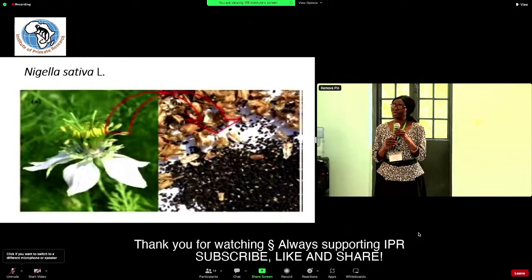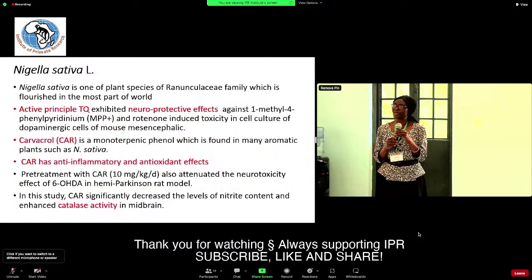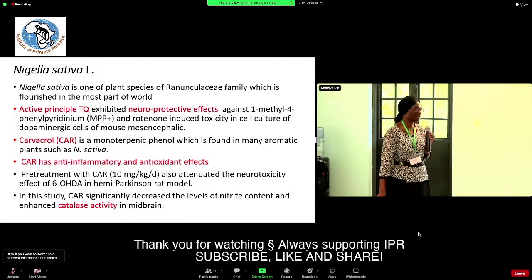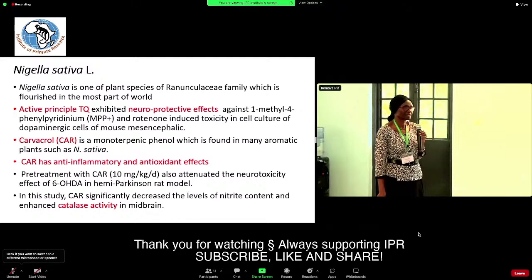Then we have Nigella sativa. Next. Again, the active product known as TQ has been proven to be neuroprotective when it is used in the laboratory in cells which are models for Parkinson's disease. It has been shown that it is able to provide neuroprotection.